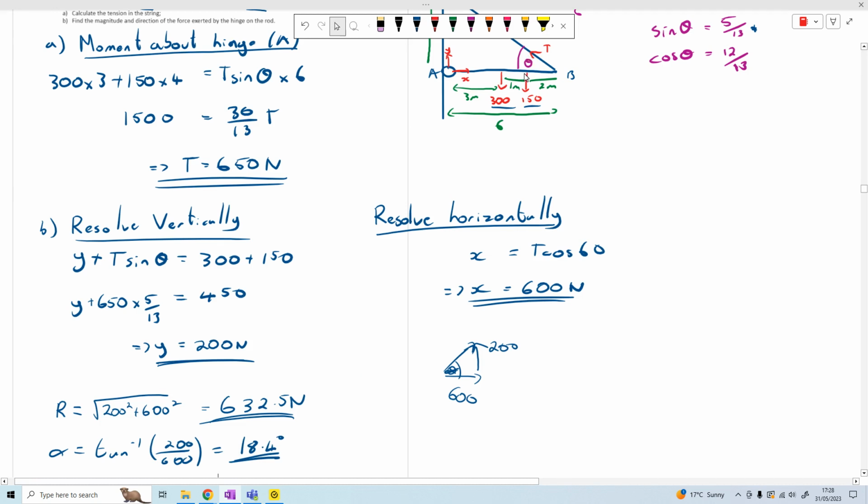Take moments about certain points to eliminate them, resolve vertically and horizontally to find other things at the same time. Now, technically, I could have formed some equations and then solved them simultaneously if need be, but I didn't need to in this scenario. So slightly harder. However, as I'll show you now, something like this has come up before.